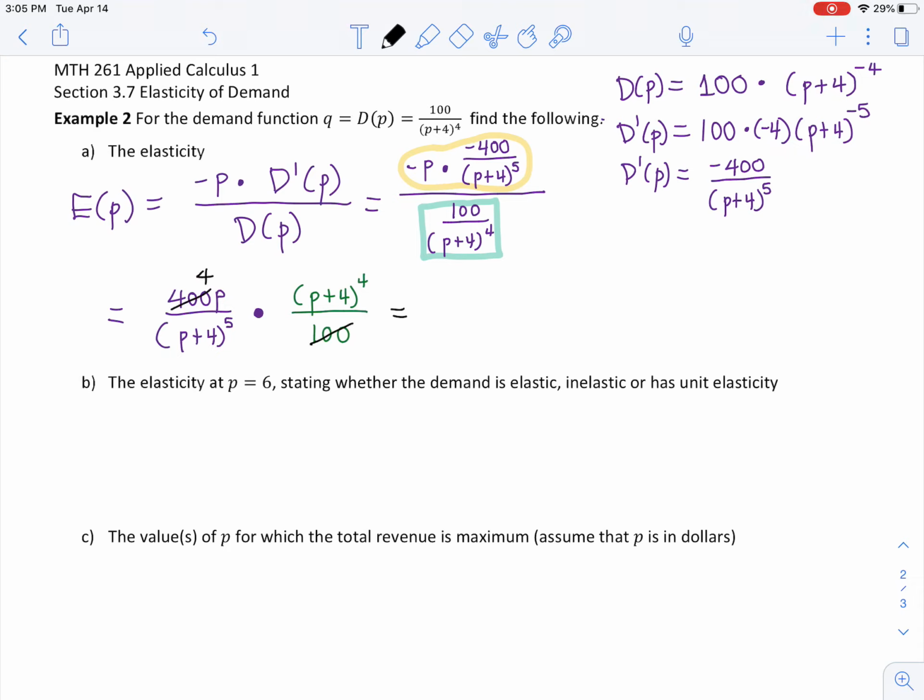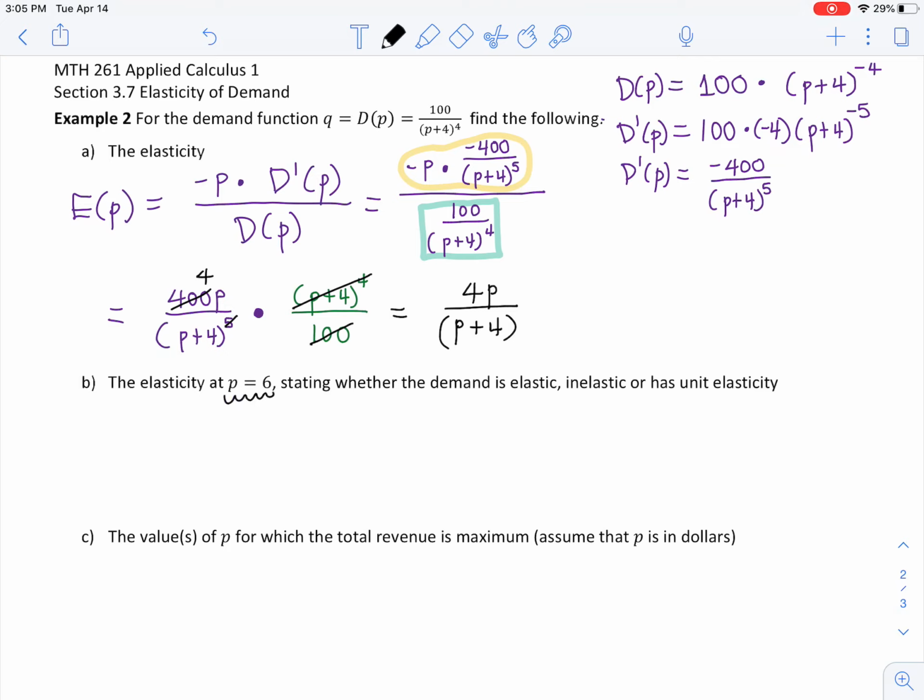So let's simplify this. 400 and 100, I will just have 4p left. And notice there's p plus 4 to the fourth power, and this is p plus 4 to the fifth power. So this will be completely gone, and this will just go down to the first power. So it simplified very nicely. I will have 4p over p plus 4, and that is the elasticity function for this demand function.